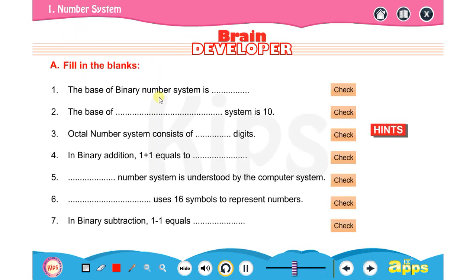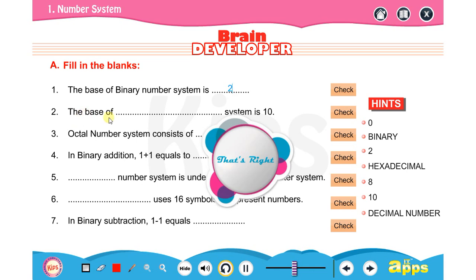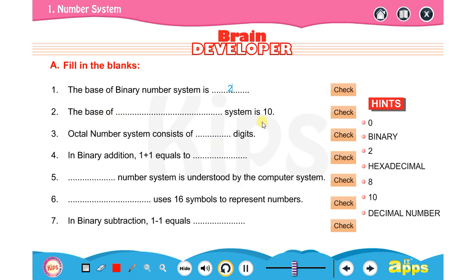Fill in the blanks. First exercise, fill in the blanks. So we can click on the hints and accordingly we can fill. The base of binary number system is 2. Check the answer. Second, the base of dash system is 10. So it is decimal number. Here we can fill decimal number.